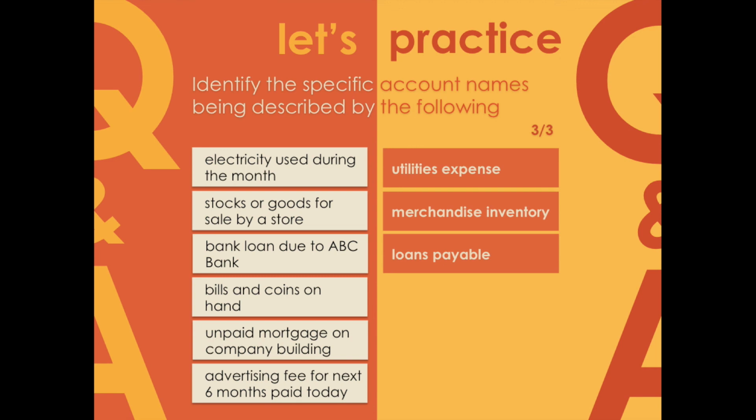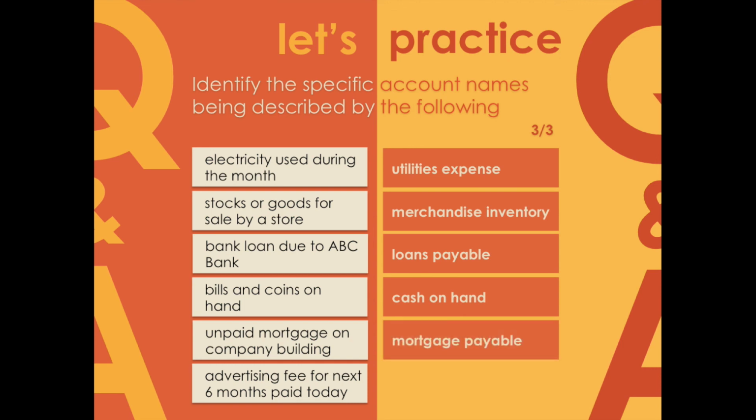Bills and coins on hand. This is again very easy. It's simply cash on hand. Next, unpaid mortgage on company building. So we have unpaid, which indicates that this is a payable. And what specific type of payable? Mortgage. So the answer is mortgage payable.